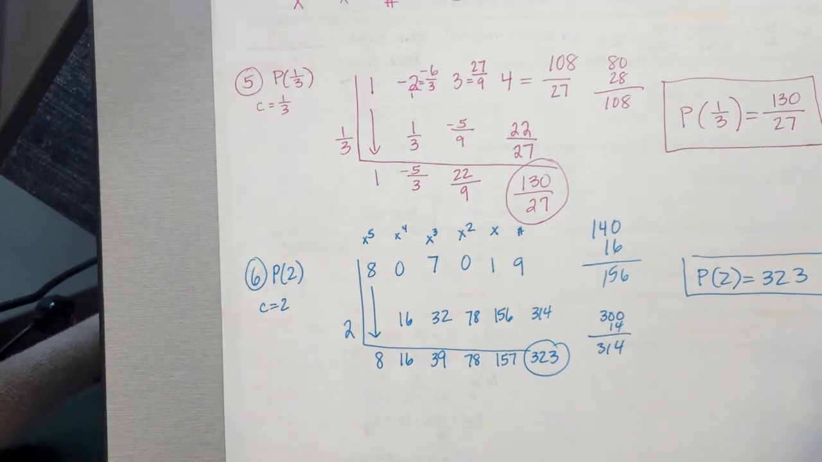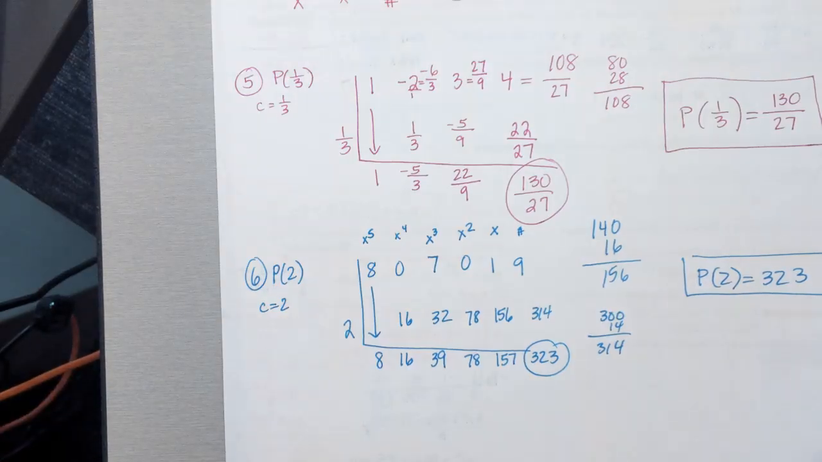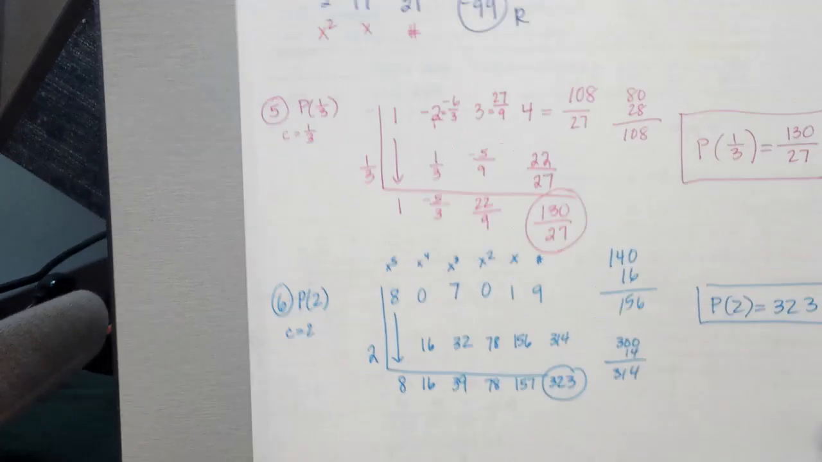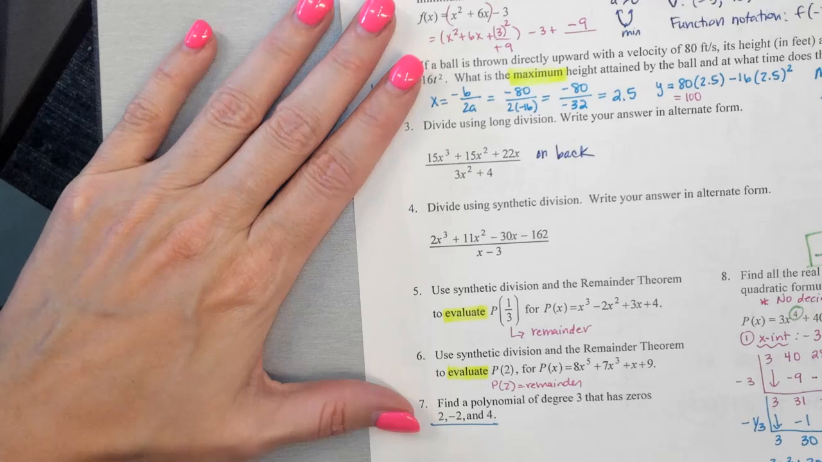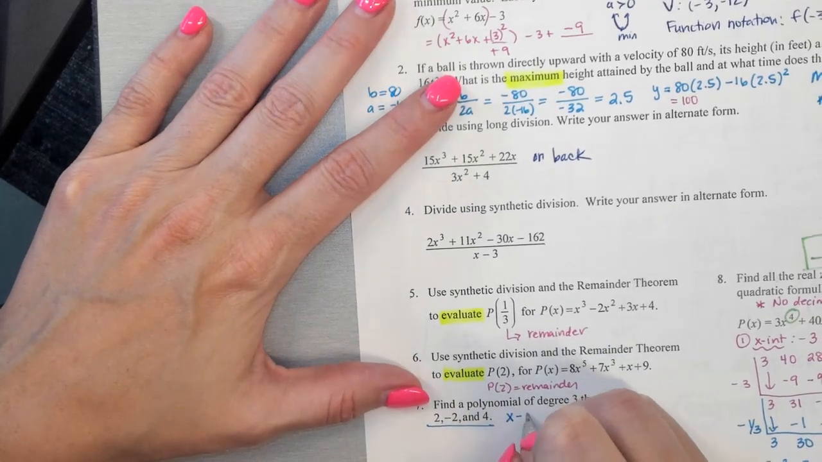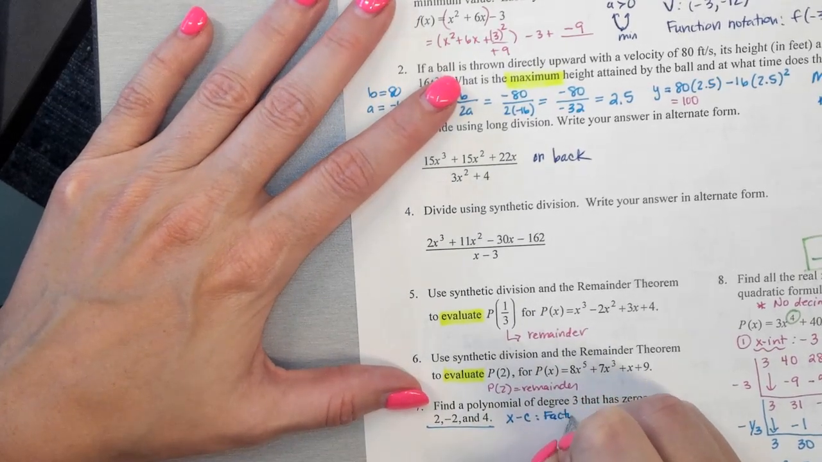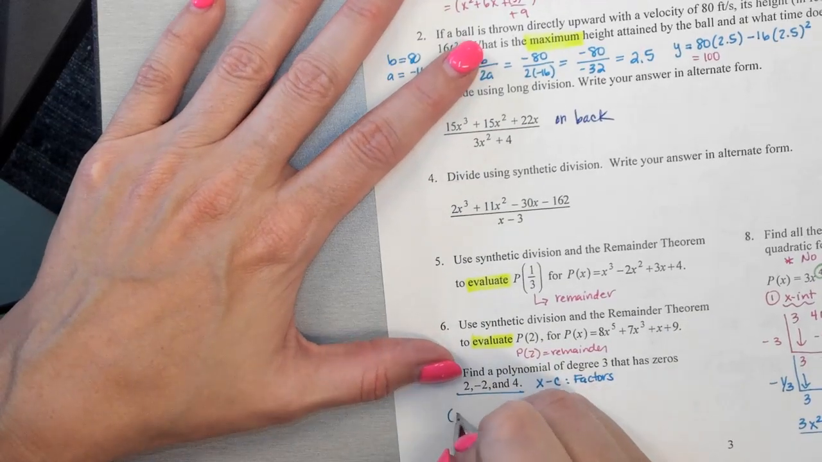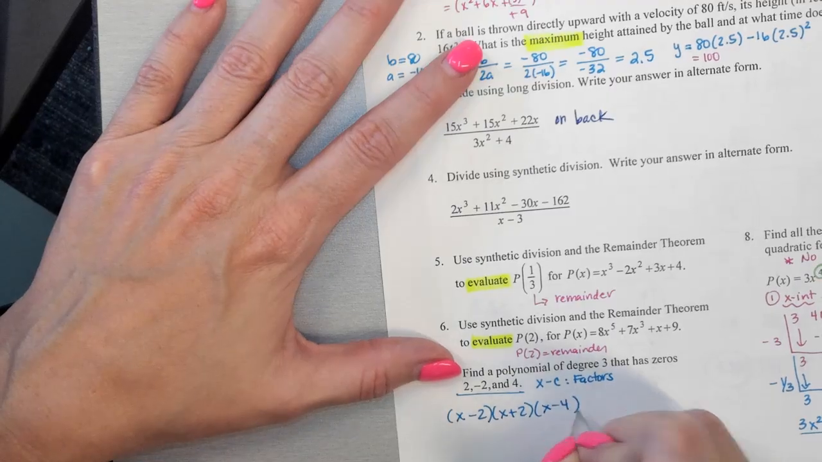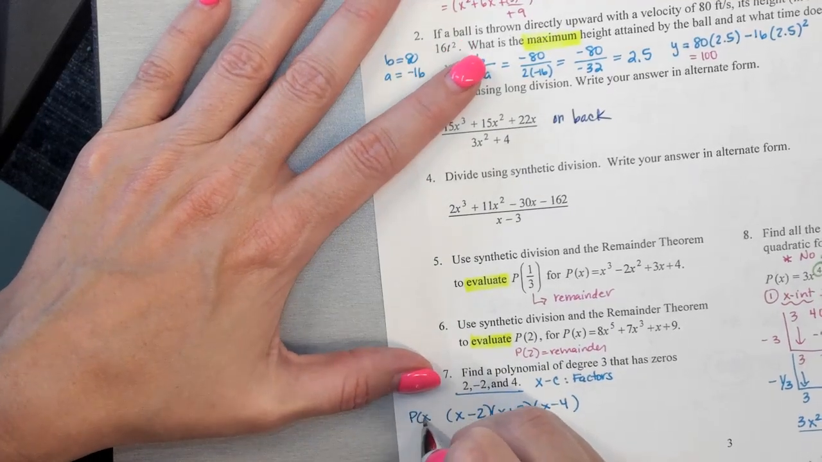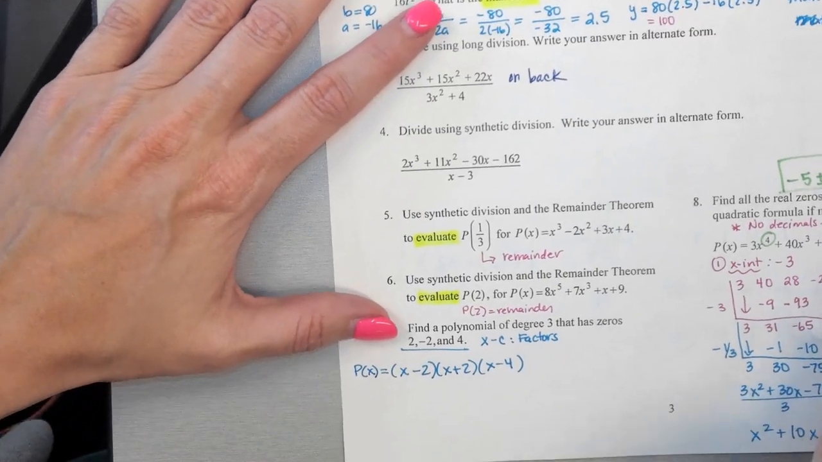All right. Then the last thing we had to do is find a polynomial of degree 3 that has zeros 2, negative 2, and 4. Okay, this is something that you did on your preview packet. So if these are the zeros, remember to write them as factors. So if you can write them as factors, x minus 2, x plus 2, x minus 4, you can just call this P of x or f of x, whatever you like.